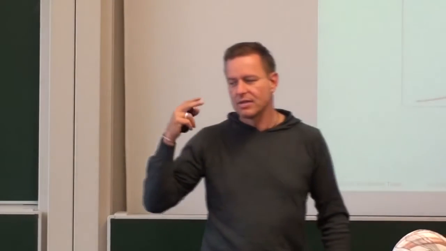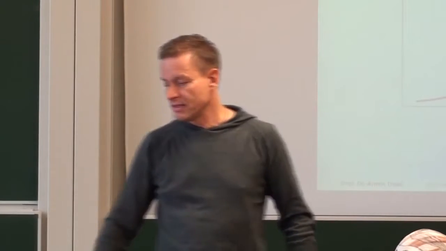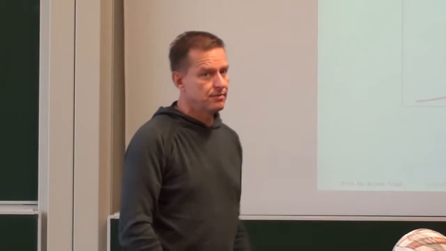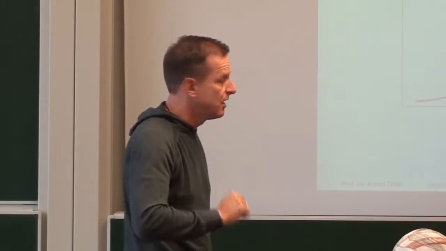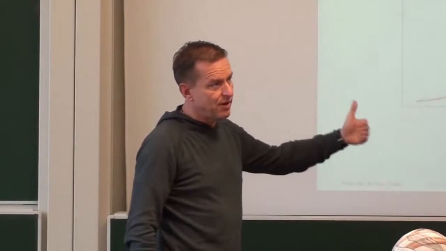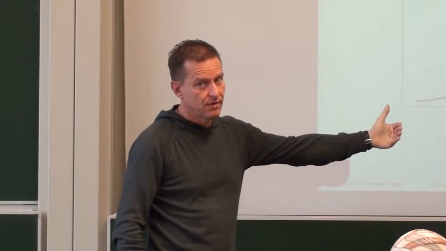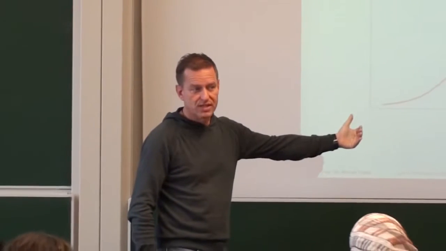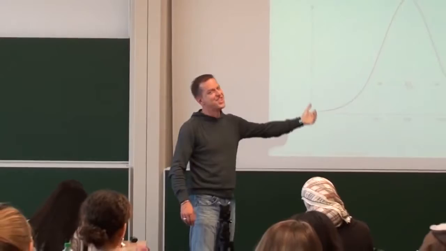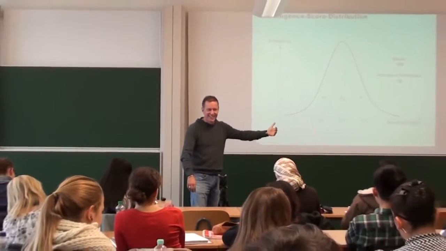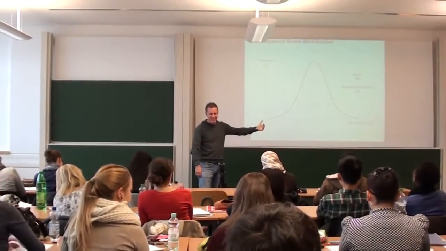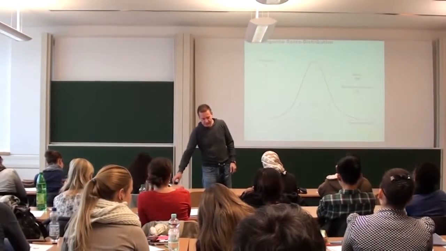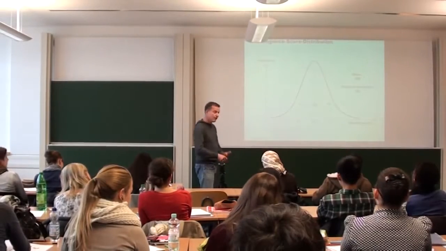So I wanted you really to take home that once you hear that somebody has an intelligence of, let's say, 115, you can easily tell how many people are better than 115. 16 point something percent. So that means 115 is quite good.